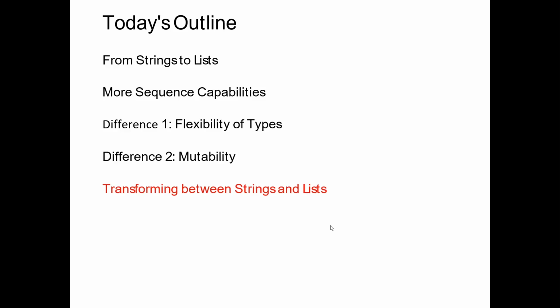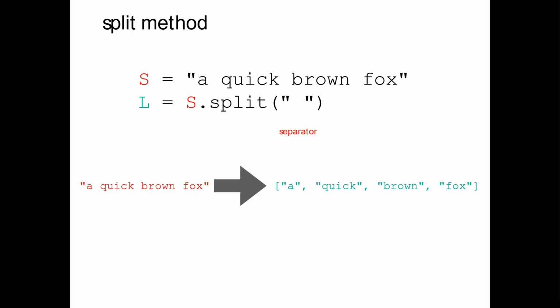All right, I want to wrap up with transforming between strings and lists. There's a lot they have in common. And we've got two methods we're going to learn. They are split and join. They're both string methods. So in this case, if I've got the string a quick brown fox, and I take the name of that string and use .split on it, that method takes a separator. In this case, I'm using the space. It's going to break this into a list.